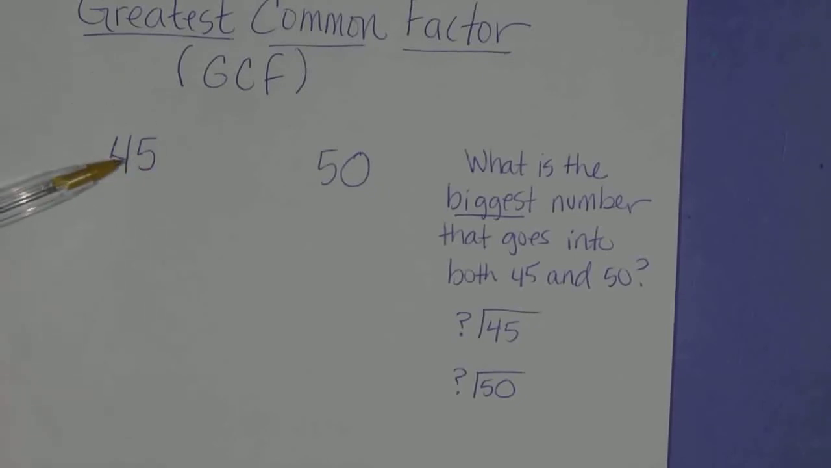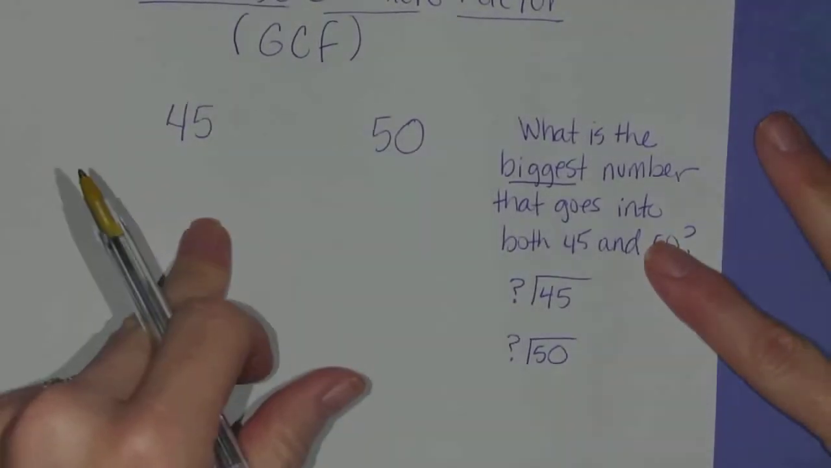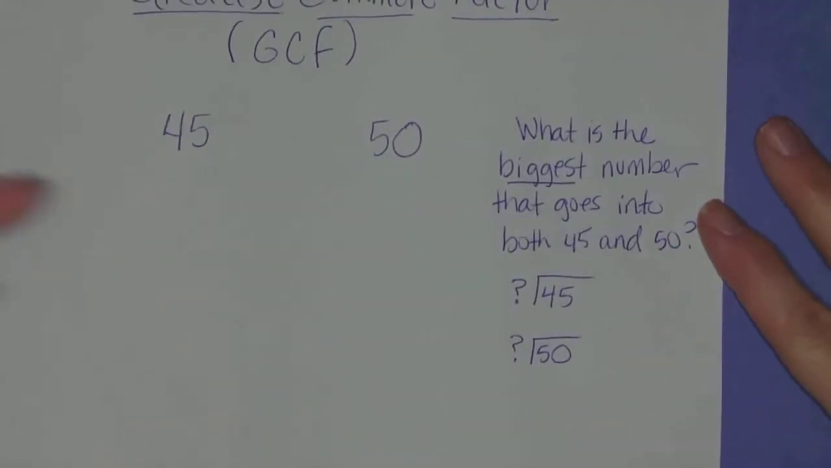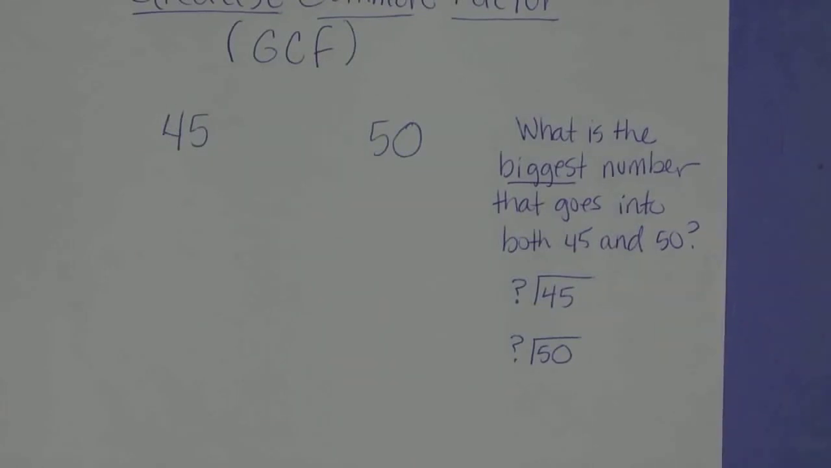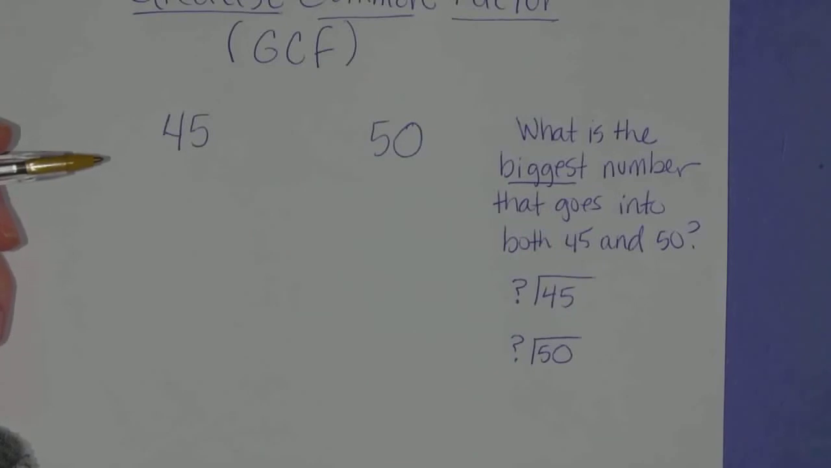The biggest number that goes into 45 and 50 is 5 because I know my division, I know my times tables. If that isn't easy for you, if that's a struggle and you're not sure, this method that I'm going to show you takes a little bit longer, but it will get you to the same answer. So this is what you do. You break down the 45 and the 50 into its prime factors.